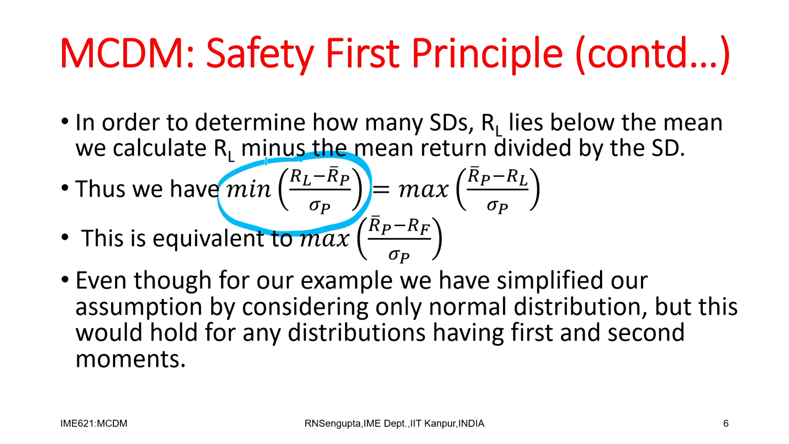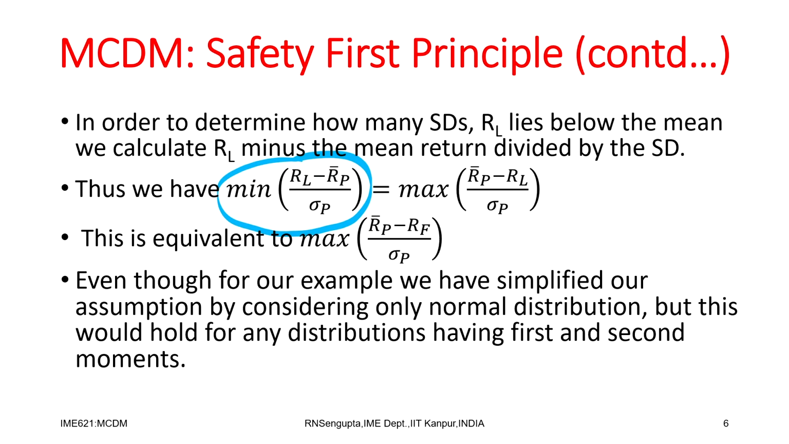RL minus R P bar by sigma p. This is the same thing which we have considered when we were trying to find out the minimization of RL less than or equal to RP being less than or equal to RL, the standard deviation concepts. So, if I minimize a function or try to maximize the negative of the function, the idea is the same. So, we basically maximize RP bar minus RL, standard deviation being positive, it will continue.